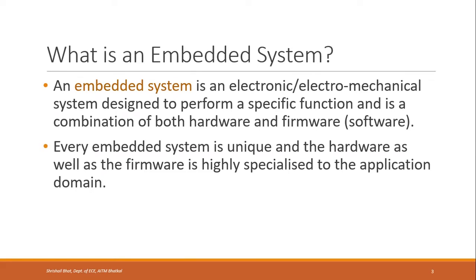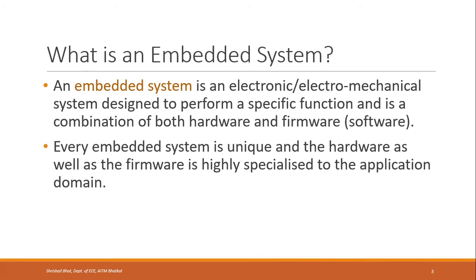It is an electronic or electromechanical system designed to perform a specific function and is a combination of both hardware and firmware. So to keep it in simple terms, embedded system is something where hardware is embedded with software. And here the software is manufactured by the firm or the manufacturing company. That's why it is called firmware.